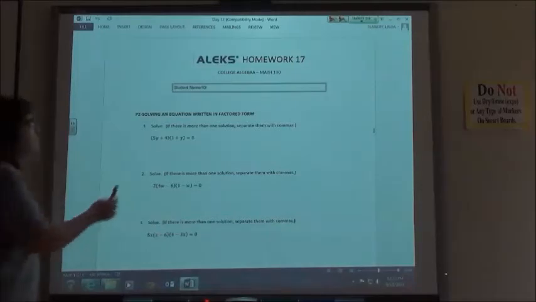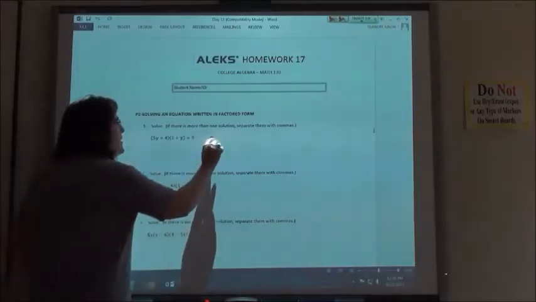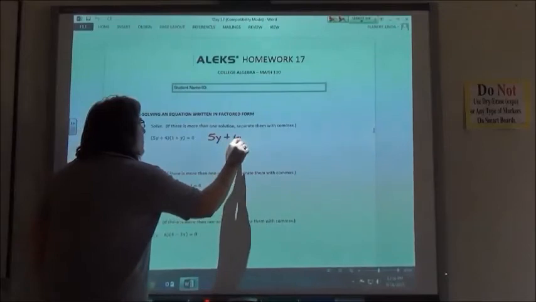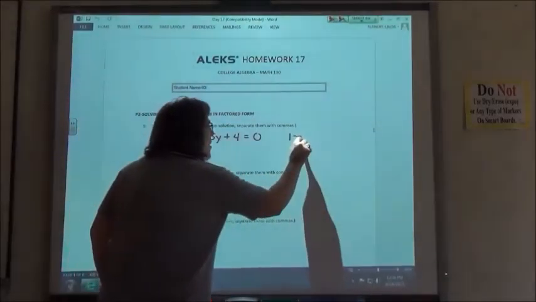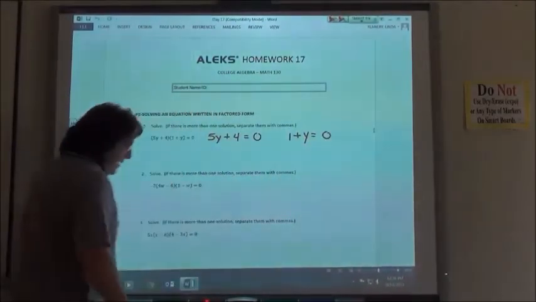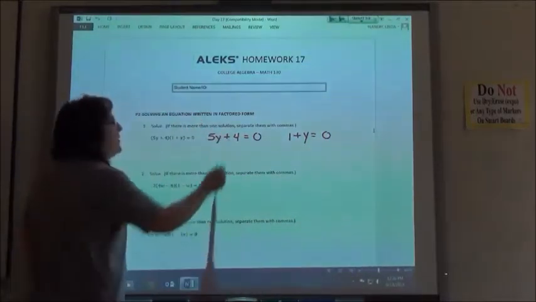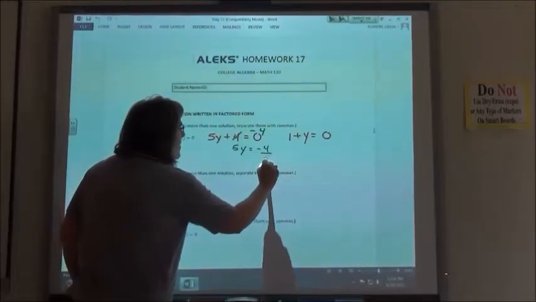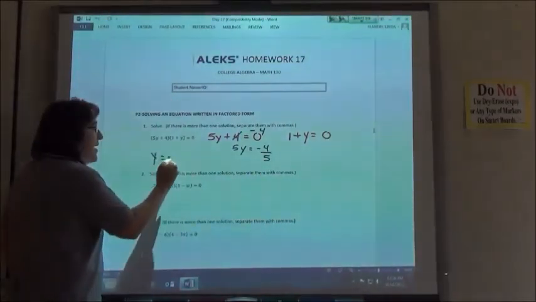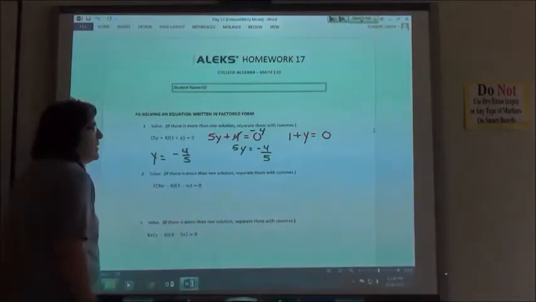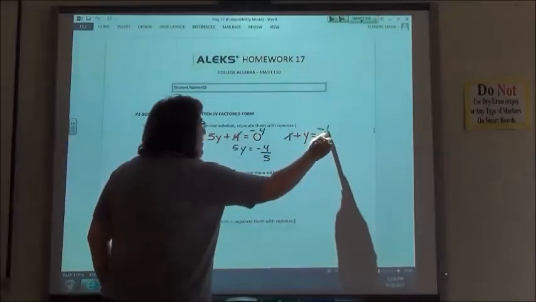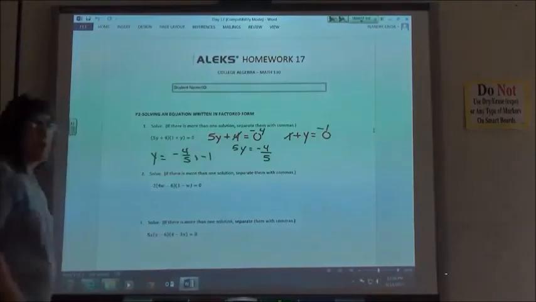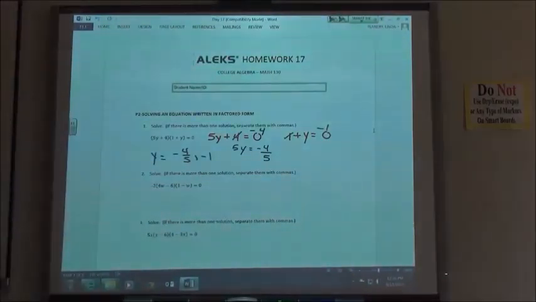So in this case, I'm just going to break this down into 2 really easy problems. Either the 5y plus 4 could equal 0, or the 1 plus y could equal 0. And then I solve both of those. So I have to minus my 4 and divide by my 5. So one of my answers is negative 4/5. Over here, I'm just going to move my 1 over. So minus 1 would be my other answer. So either negative 4/5 or negative 1 would give you values that both would be 0.